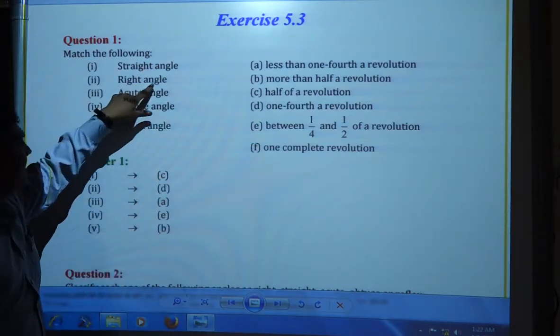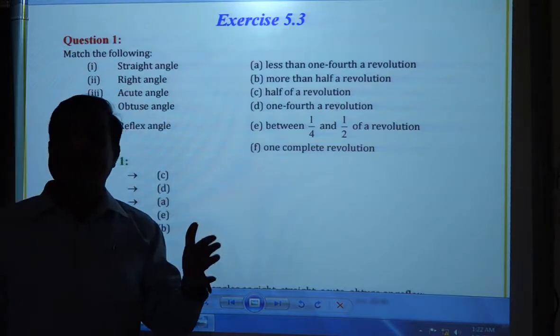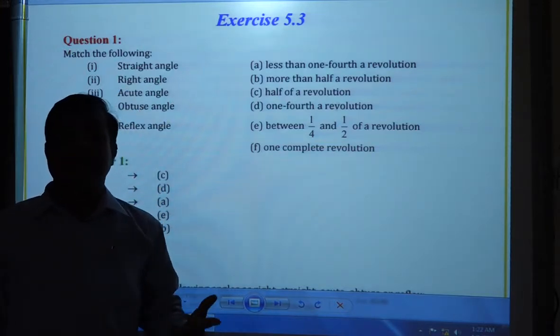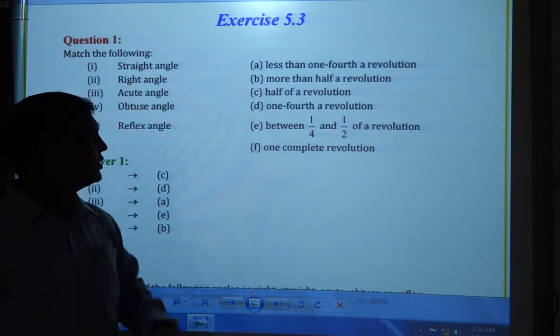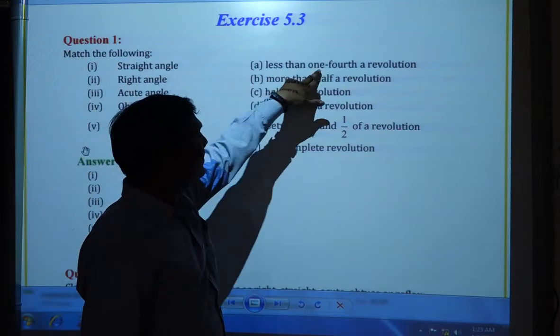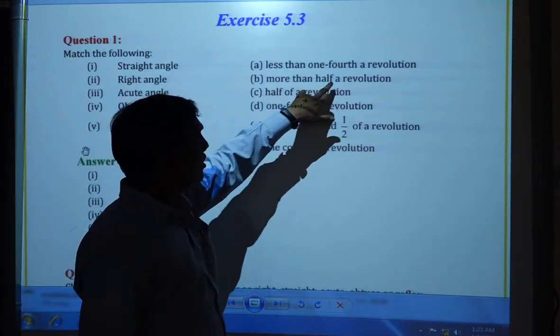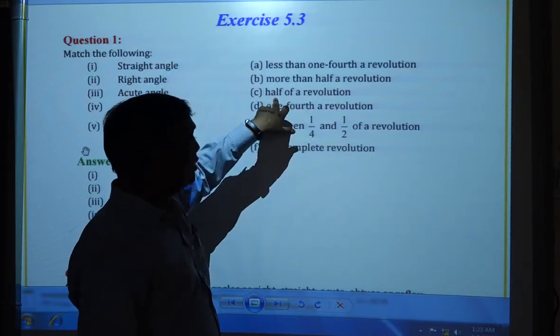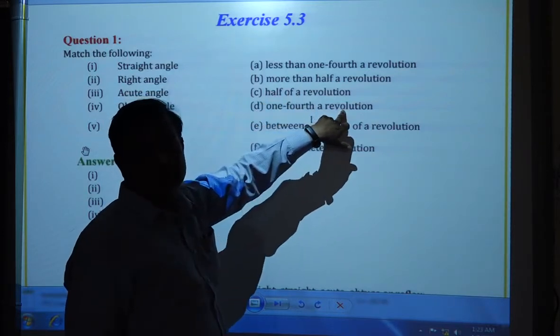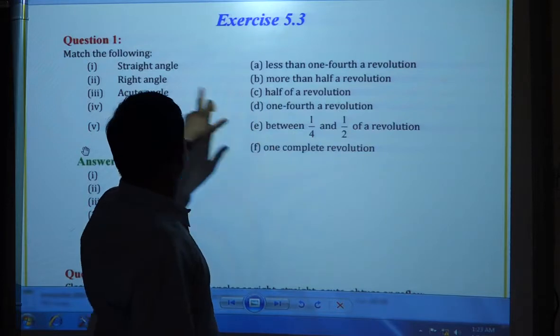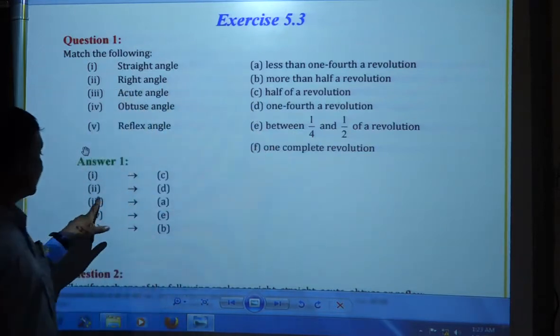Next, right angle. Right angle means how much? 90 degree, one right angle, or quarter revolution. Now you will check here, less than 1/4 not, more than half revolution no, half revolution already over, 1/4 of revolution. So the second one is D.